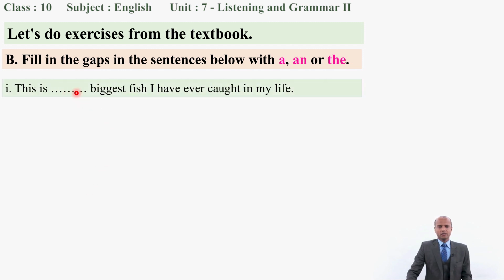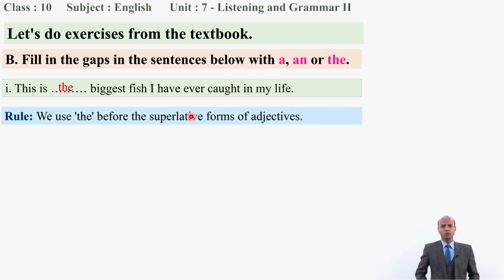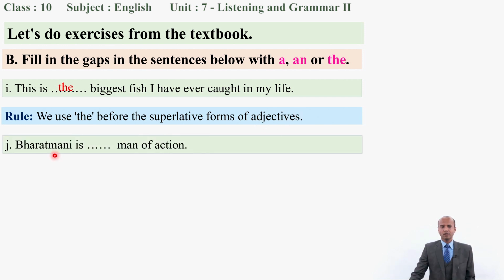This is ... biggest fish I have ever caught in my life. What should be there? Somebody said it correctly. Very good. There should be "the". Why? We use "the" before the superlative forms of adjectives. The fastest, the tallest, etc. Or the most interesting book. Bharatmani is ... man of action. What should be there? Okay, a man of action. Good.